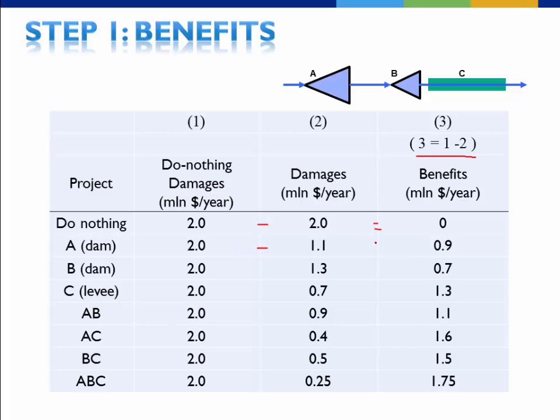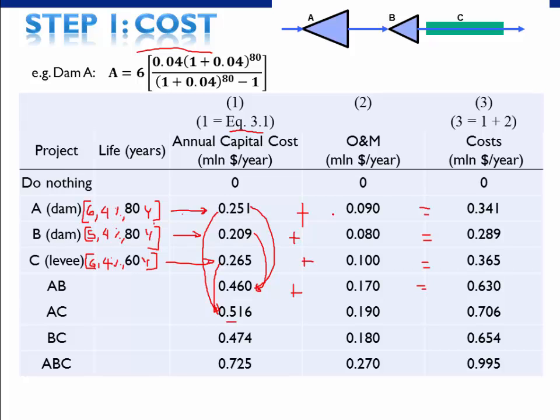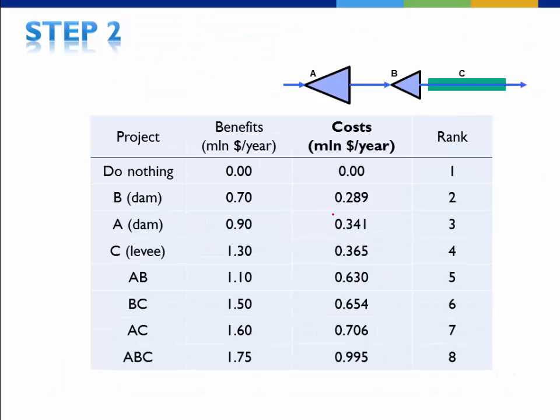Similarly here, and again in this case, this is by doing nothing, and if you build this reservoir, then you expect 1.1 million. So the difference between these two, which is 0.9 million, is actually the benefits that you're gaining because of building this reservoir, and so on. So far we have finished step 1, which is basically estimating the costs and the benefits. Now, step 2 relates to rank.